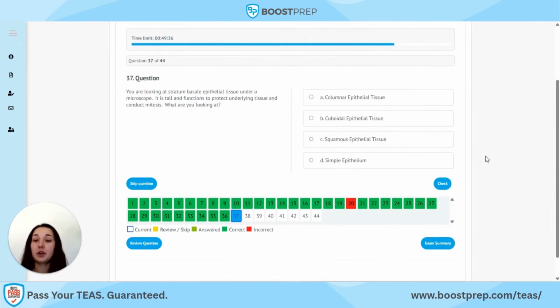Question 37. You are looking at the stratum basale epithelial tissue under a microscope. It is tall and functions to protect underlying tissue and conduct mitosis. What are you looking at? A. Columnar epithelial tissue. B. Cuboidal epithelial tissue. C. Squamous epithelial tissue. D. Simple epithelium.